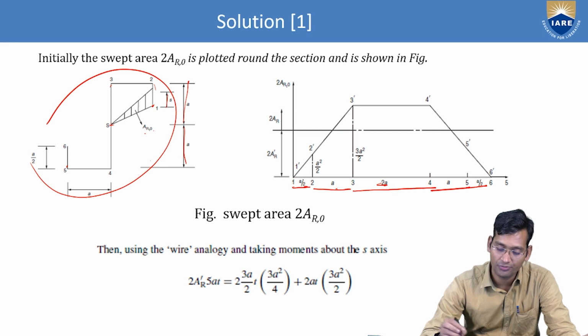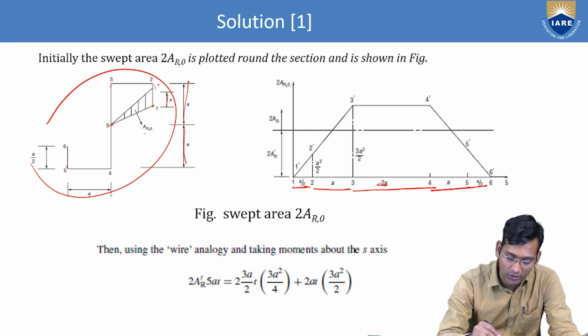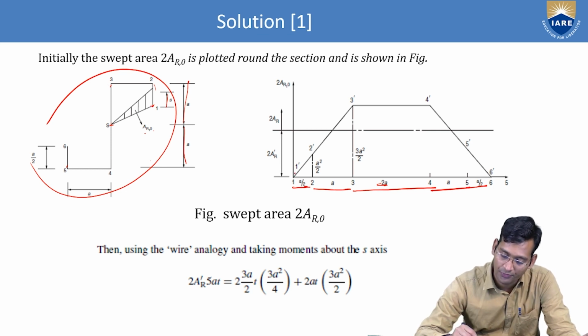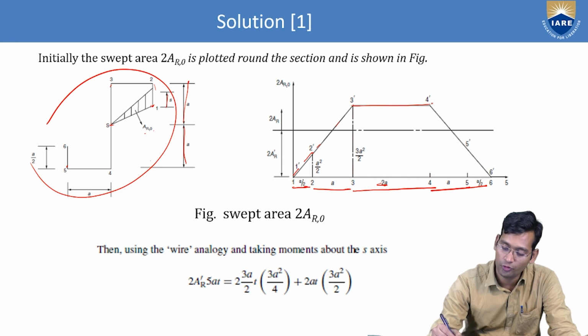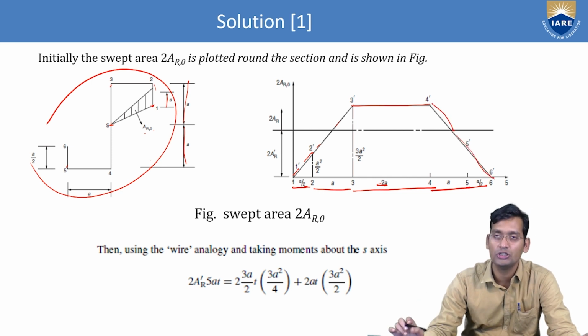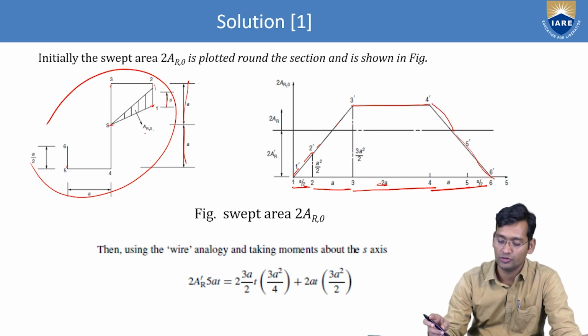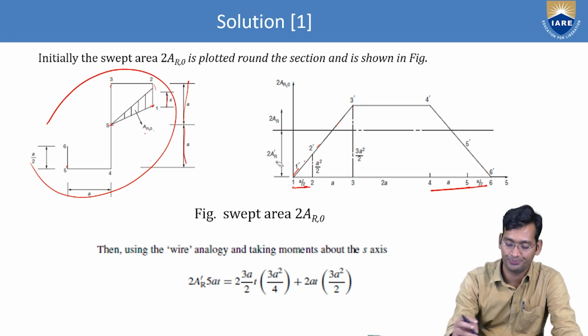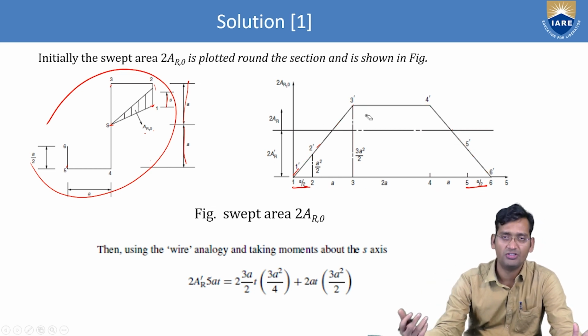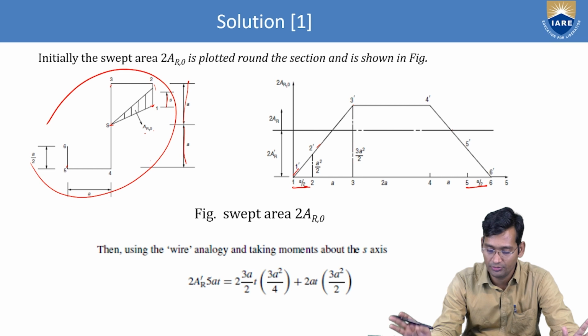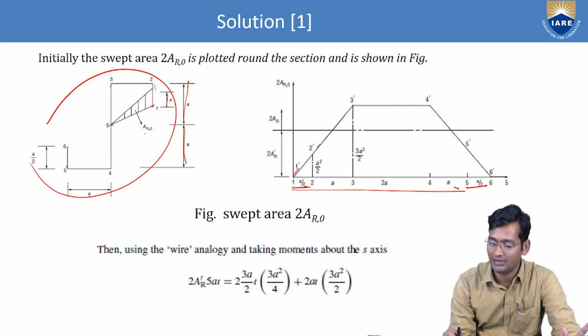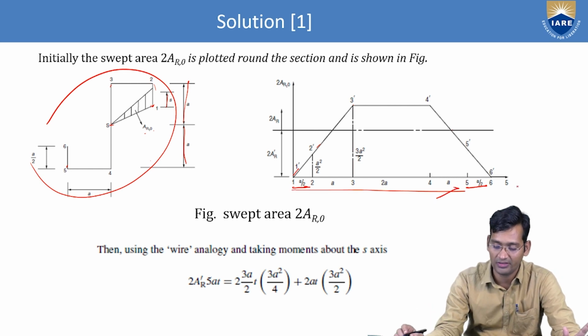Now just project this one. So now just see here, it's going like this and it's straight. So from here, 1 dash, 2 dash, 3 dash, 3 to 4 dash, it's a constant. Again 4 dash, 5 dash, and 5 dash to 6 dash. So this is the area swept. Now using the wire analogy, take moment about the S axis, along this axis, because this is the S axis.